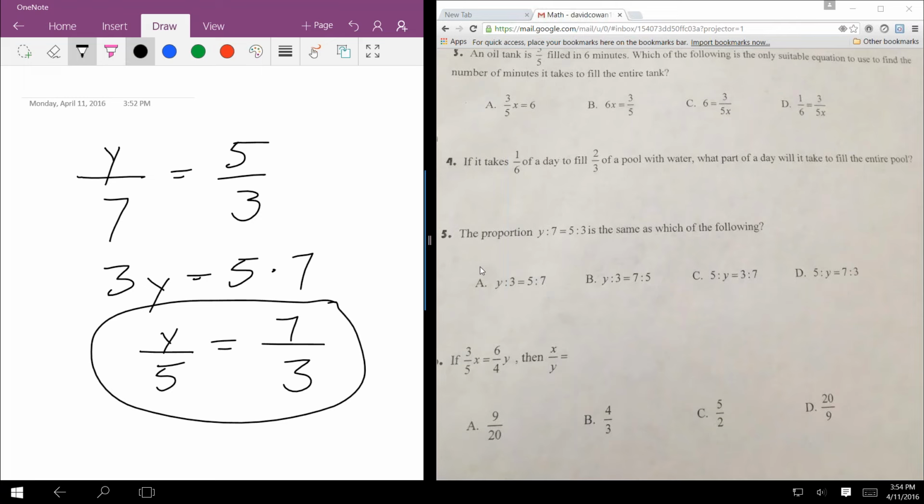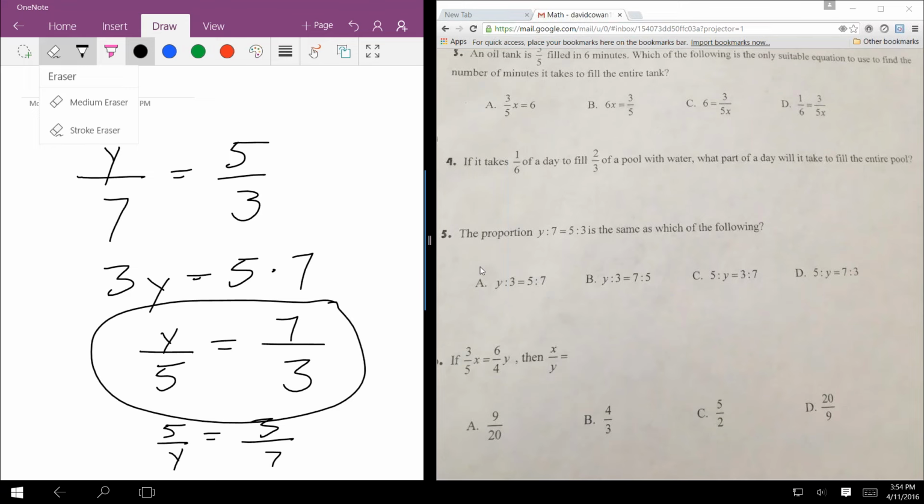So can we find that one anywhere on our choices? Yeah, C or D. Well, which one? I've written it upside down, reverse it. In other words, if this is true, then it's also true that 5 is to y as 3 is to 7. And that is C, and only C. D has the 5 is to y part, but it doesn't have the right side of it properly.